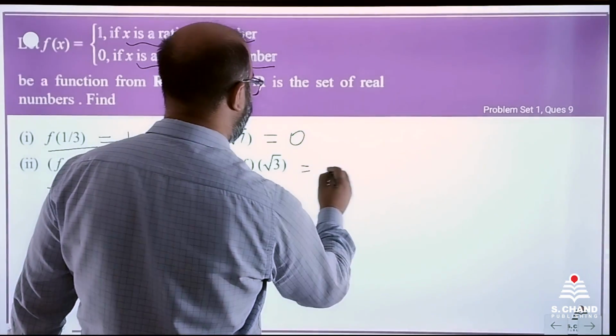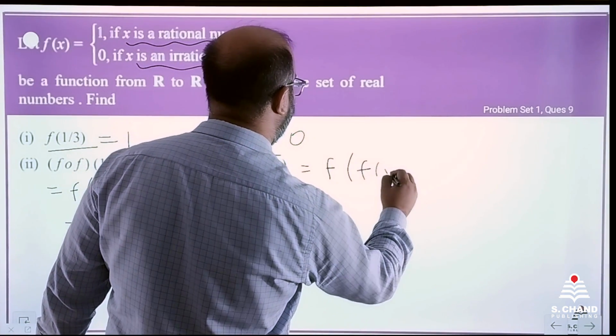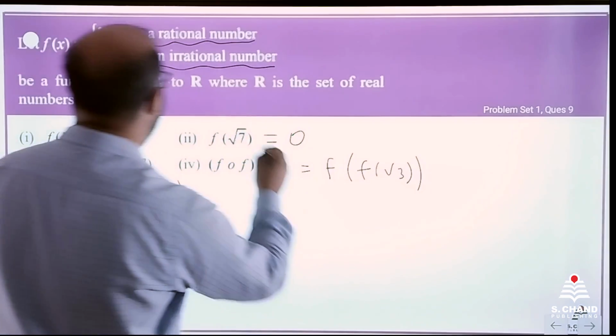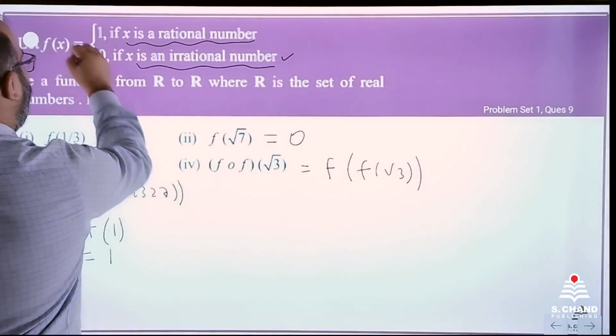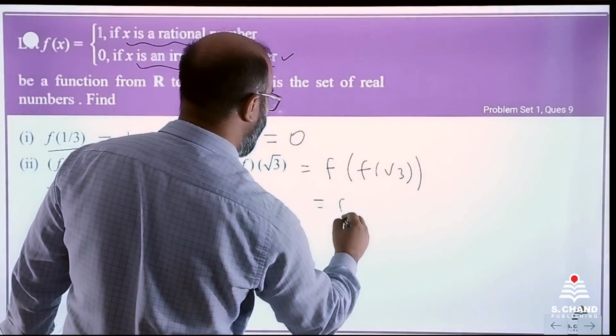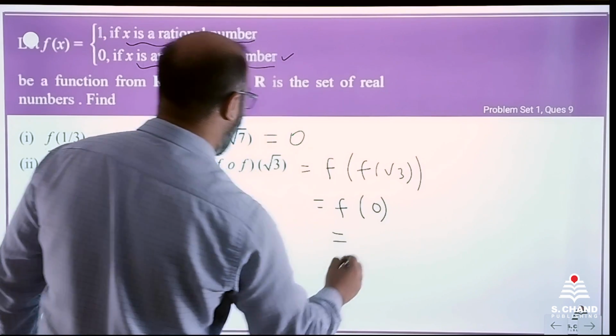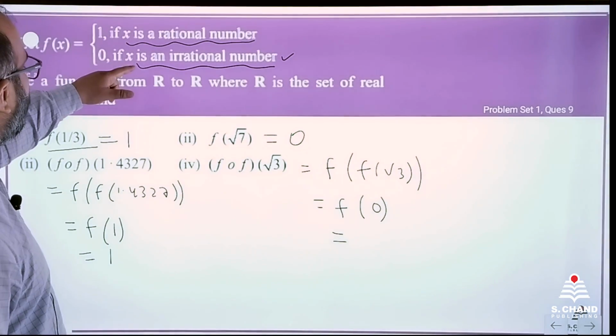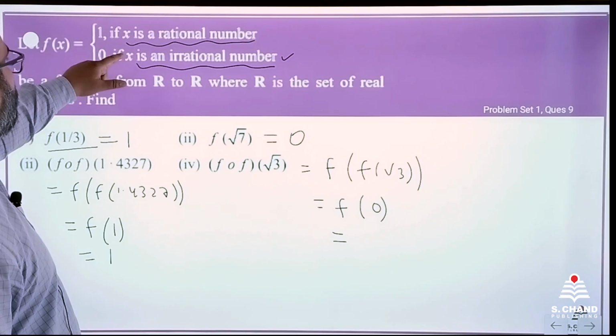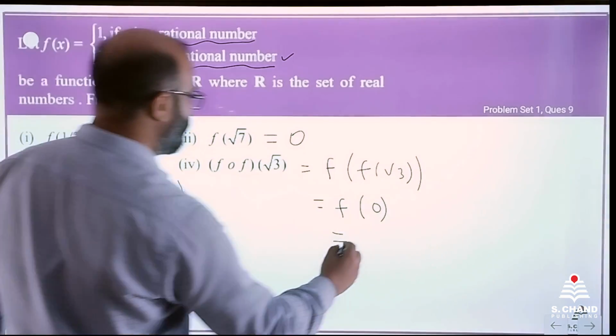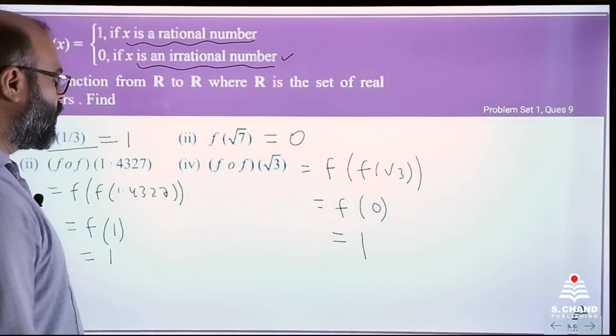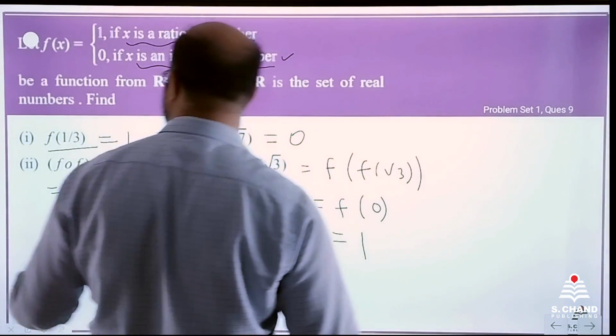If we talk about this, this is f of root 3. Now root 3 is an irrational number and f of x is 0 for it. So this will become f of 0. Now f of 0, if you take x is equal to 0, it is a rational number. So f of x will be equal to 1. So this is how we find the different values here.